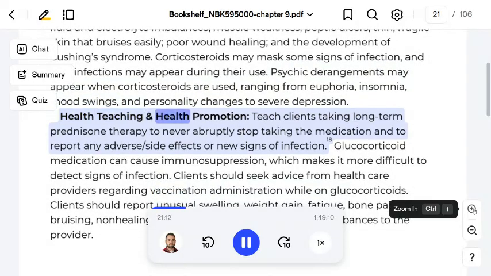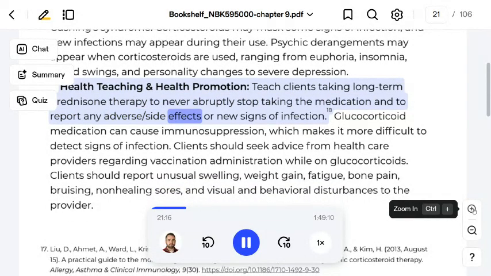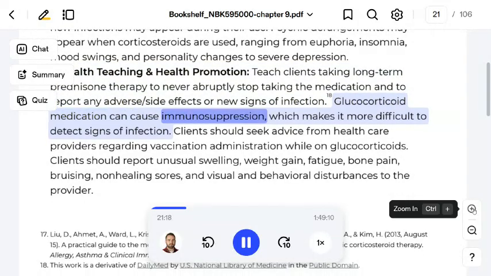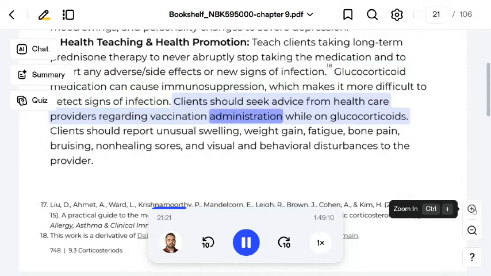Health teaching and health promotion. Teach clients taking long-term prednisone therapy to never abruptly stop taking the medication and to report any adverse side effects or new signs of infection. Glucocorticoid medication can cause immunosuppression, which makes it more difficult to detect signs of infection. Clients should seek advice from healthcare providers regarding vaccination administration while on glucocorticoids.